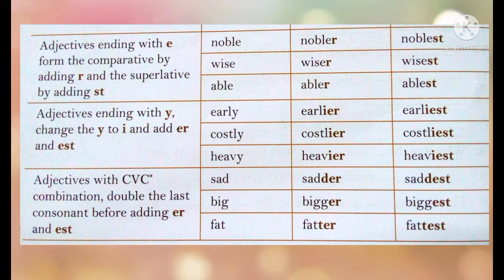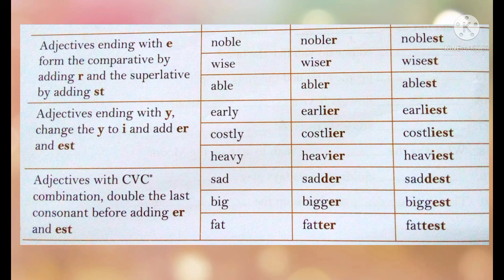Adjectives ending with y, change the y to i and add er and est for comparative and superlative degrees. For example, early, if we'll remove y, then we have to add ier to make comparative degree, so it will become earlier, and superlative will remove y and add est and it will become earliest.